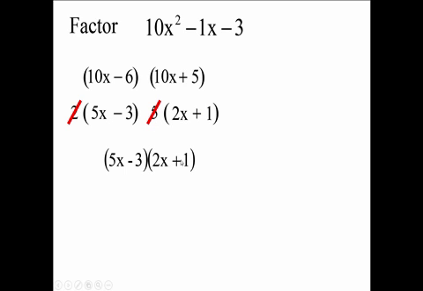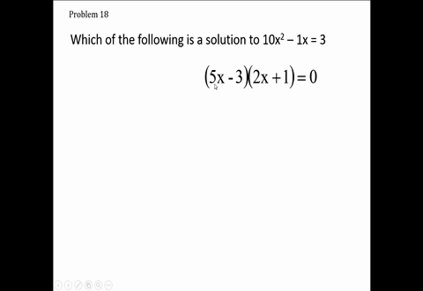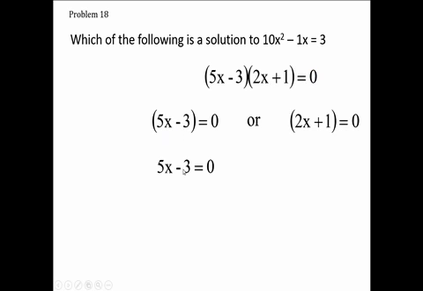Okay. This equals what? 0. All right. So we're going to set this one equal to 0 and this one equal to 0. Here we go. We're going to set this equal to 0 or this equal to 0. Solve this one. We add 3. Solve this one. We subtract 1.